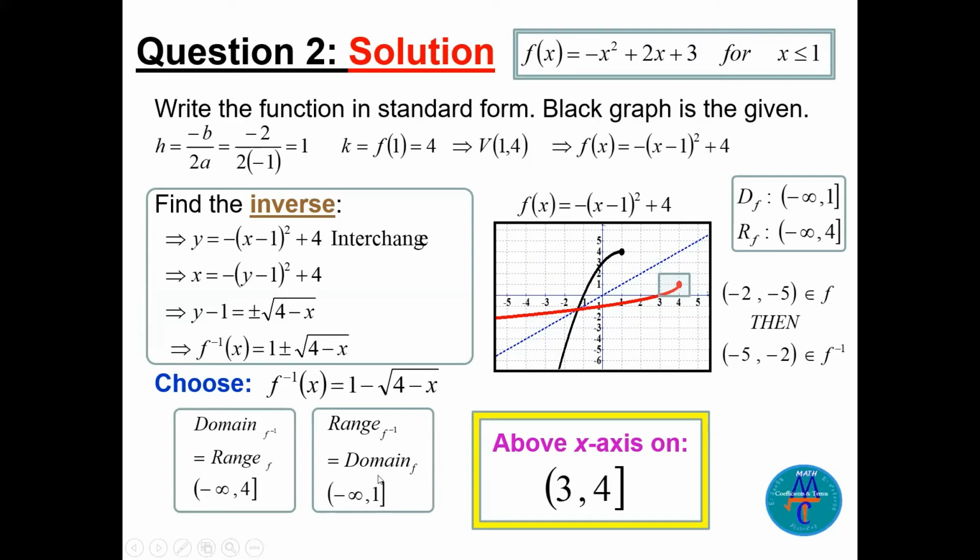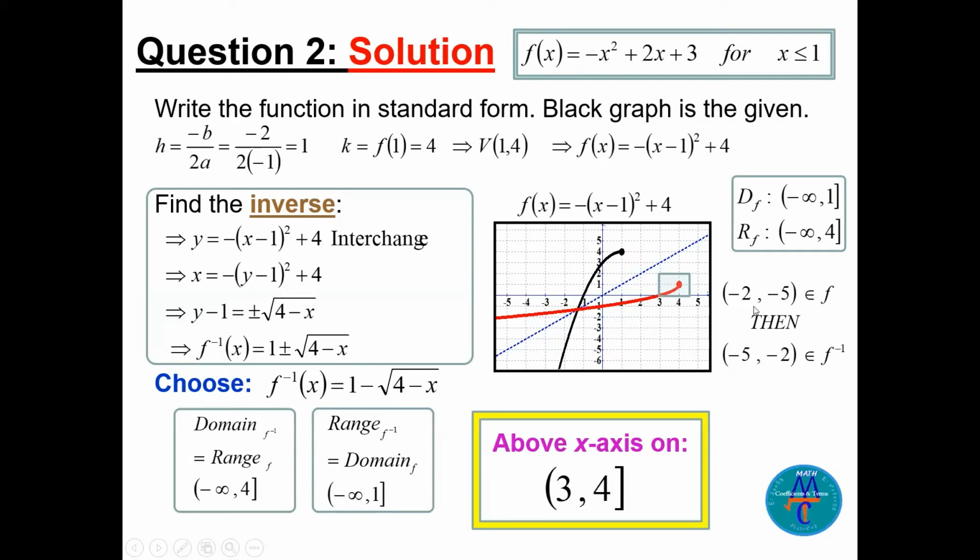And the domain of f will be the range of the inverse, which is given here, x less than or equal to 1, which will be minus infinity to 1. So we have to choose this one, 1 minus square root of 4 minus x, which will be the red one. Now, what is the question?